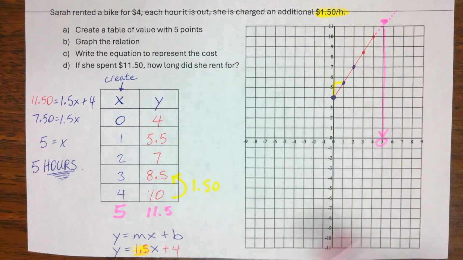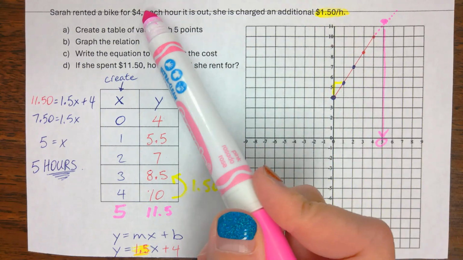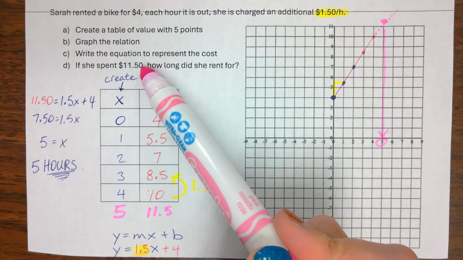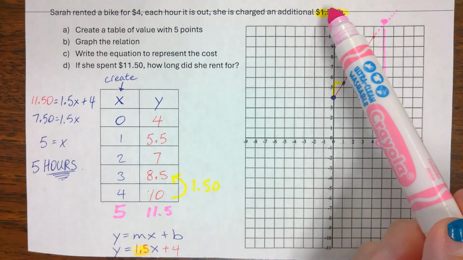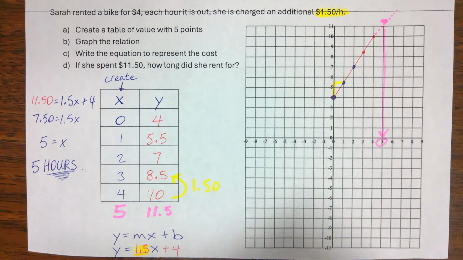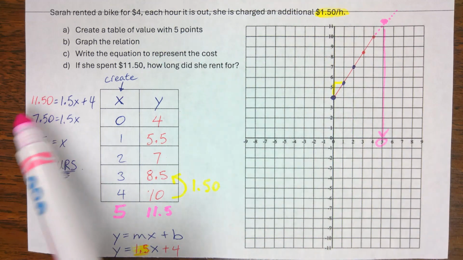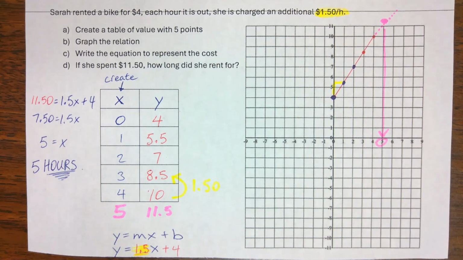And some of you might have even just thought logically. So logically, I have 11.50. So if I do 5 hours, $1.50 times 5, and then add on that 4, it will give me that 11.50 as well. So all these methods work. If you're using the logical way, just give me a written response. So tell me your thinking process.